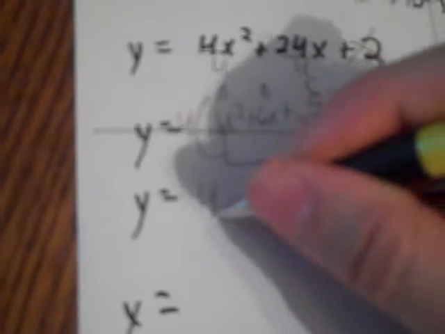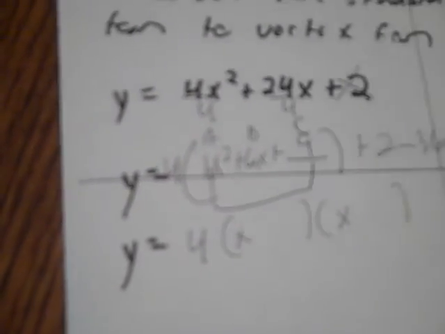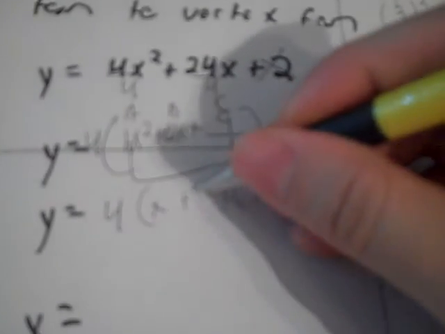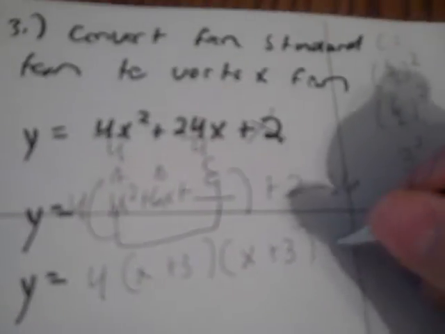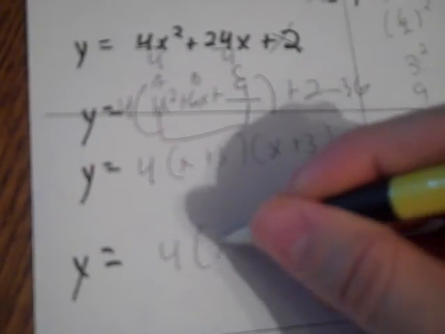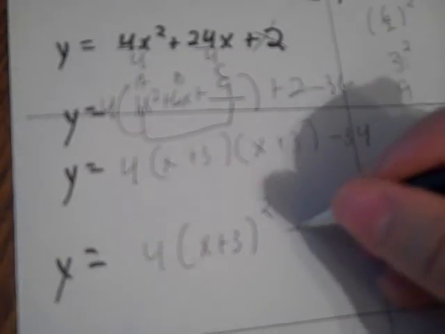A times C, that's 9, positive, sum of 6. Got to be the same two factors, 3 and 3. 6 is positive, so 3 is positive, and we're talking sum here, so they got to be a match. Okay, so we drop the 4, and the A, again, the A is always going to be 1. Plus 3, x plus 3, x plus 3. 2 minus 36 is negative 34. So that makes 4 times (x plus 3) quantity squared, minus 34. All right.